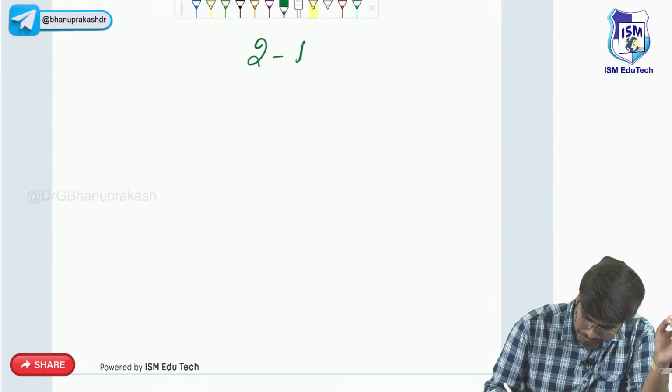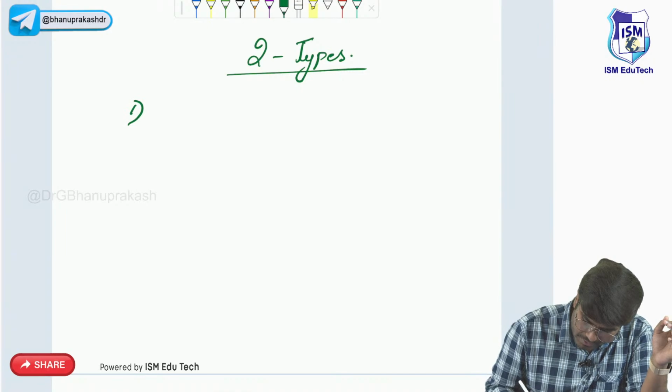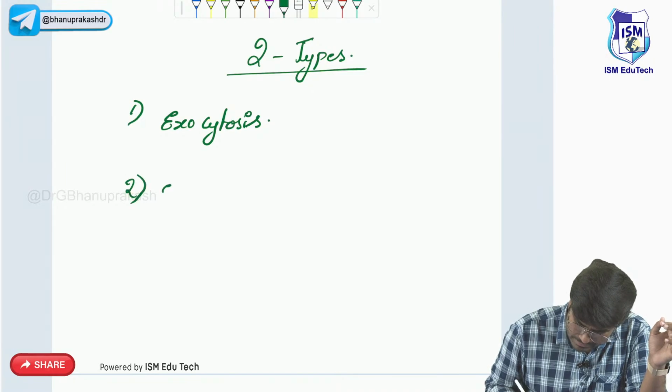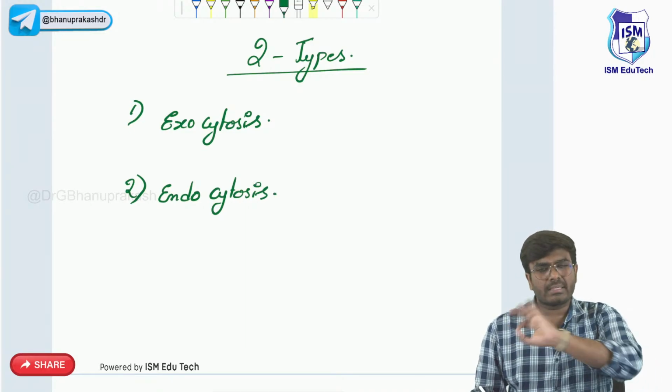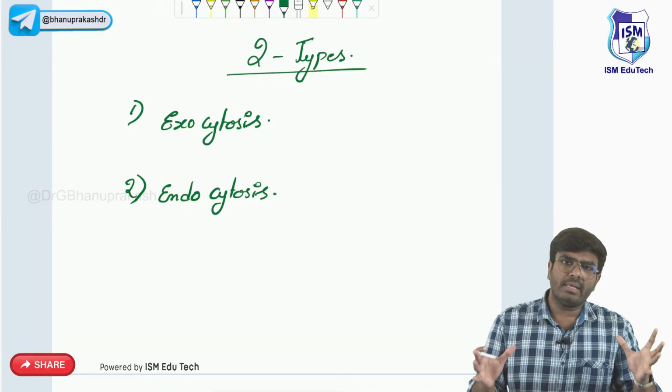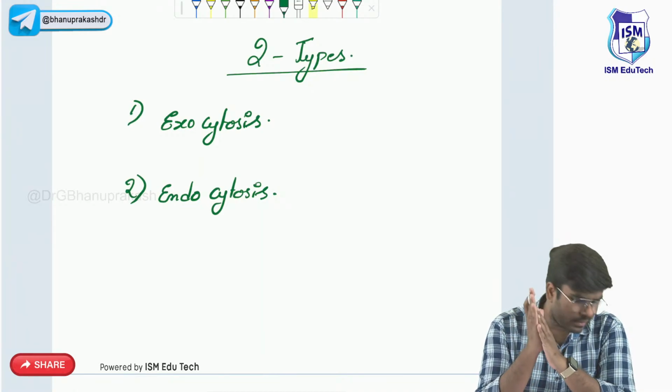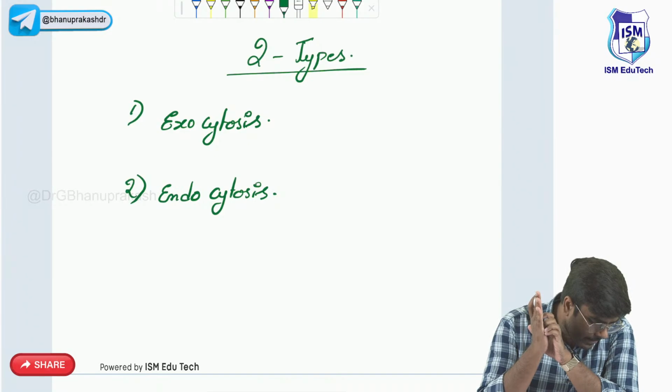Now, question: how many types of vesicular transport are there? Two types. The first type is called exocytosis, and the second one is endocytosis. Vesicular transport is a direct area, not too many things. 4-5 MCQs are there, and I hope you already know this.